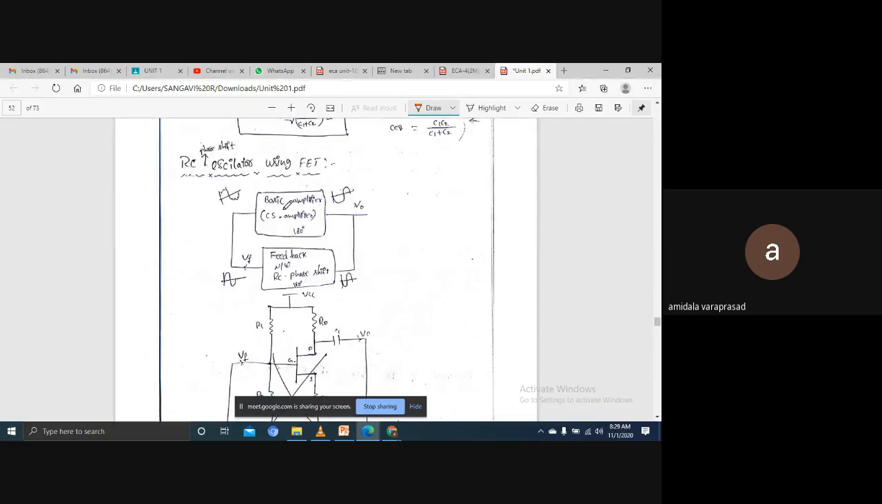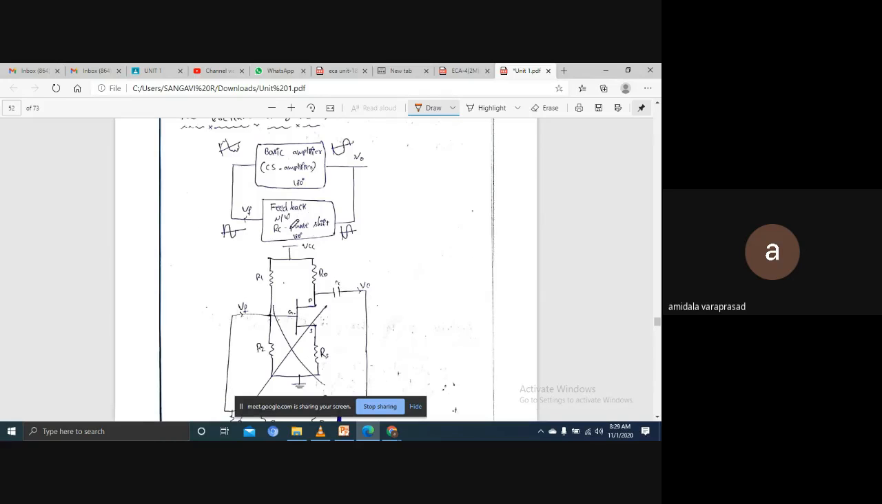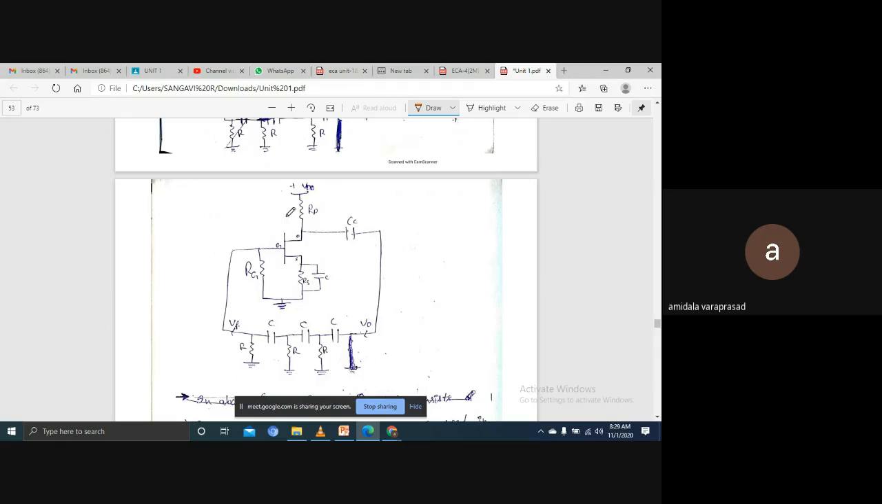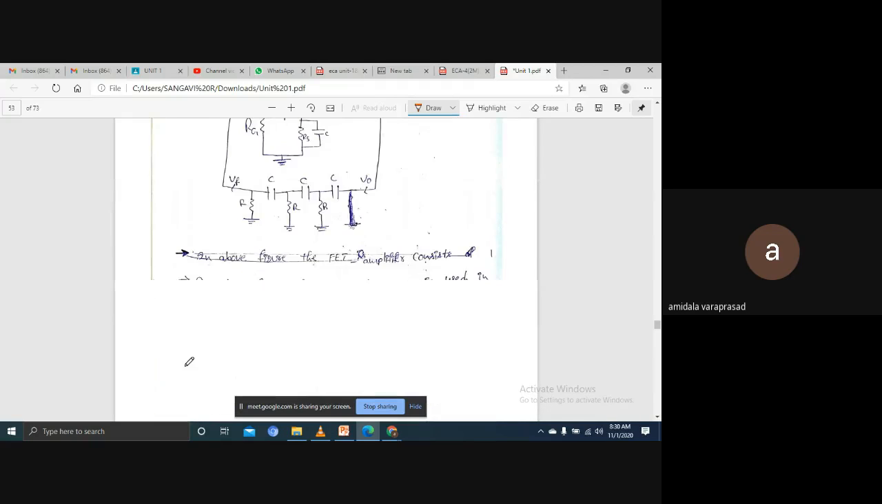The circuit is going to be changed. Here the FET circuit will be the amplifier. Previously in the BJT it was self bias. Here it is voltage divider bias using the FET. Then the circuit will come. Here also this is 180-degree phase shift, and here also 180. Total is 360 degrees. They both are the same, but here we are using the FET instead of the BJT, so the analysis changes a little bit.